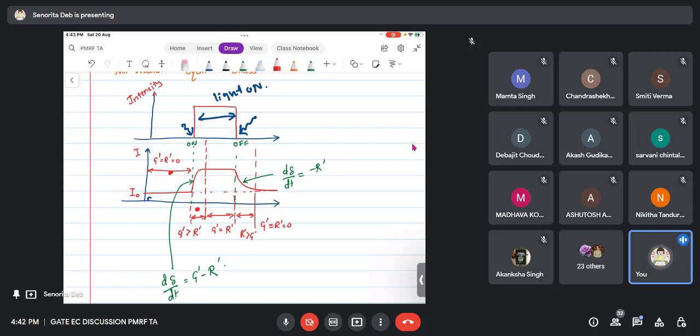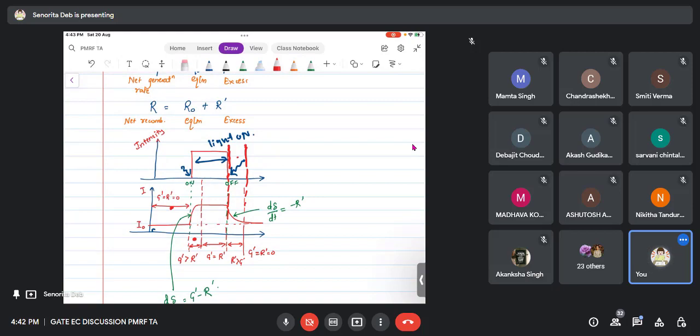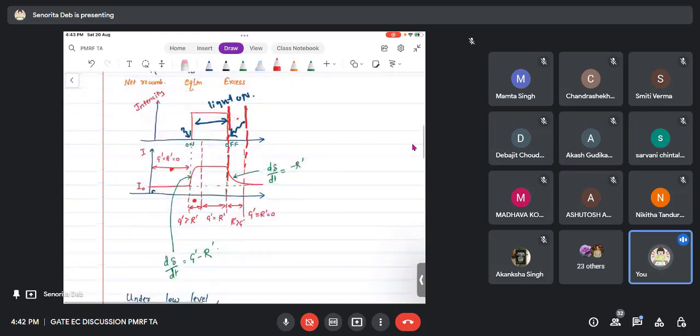Carriers have started generating, therefore generation is greater than recombination, right? Now after some time generation becomes equal to recombination. After that recombination is greater than generation, because now there is no light. Here if you see in this part there is no light, that means no more generation. Now carriers will recombine. You got my point. So, this is the graph I am telling you in very much short. In details you can study this.